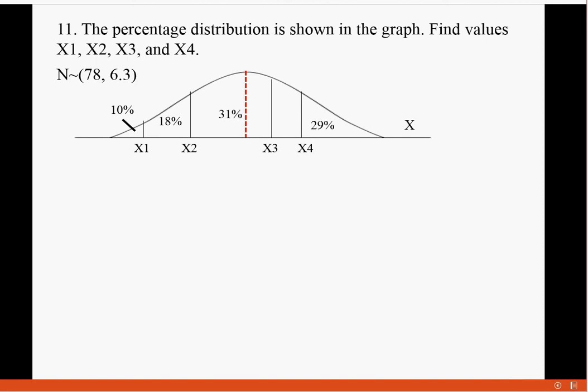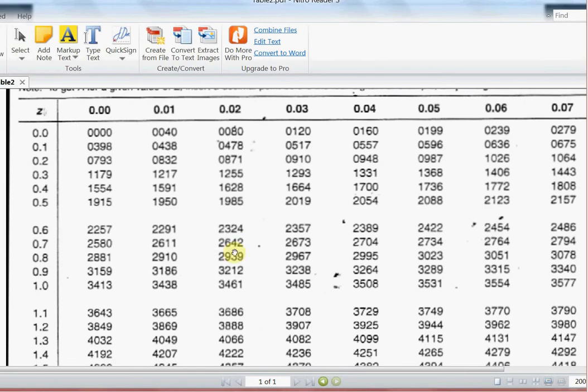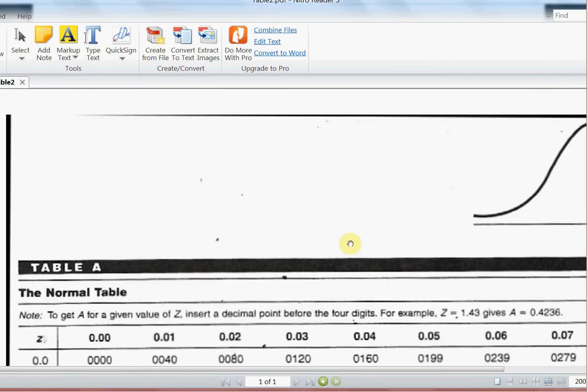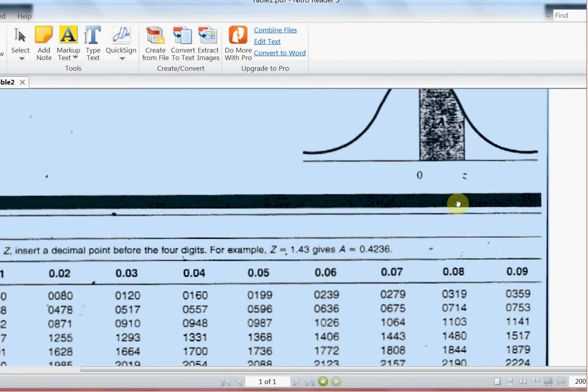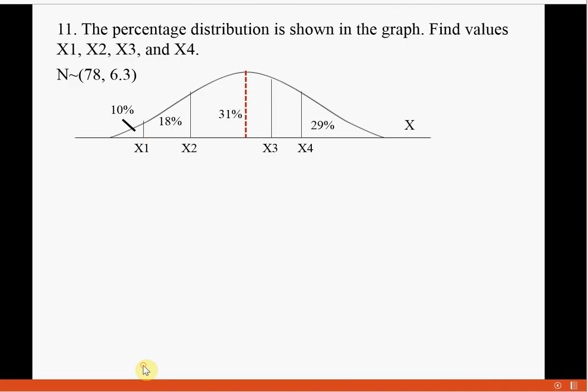The answer is no. As we said in the previous question, the normal table that we are using is made in such a way that it does not show the size of the corner. It shows the slice from the middle extending to a certain z-score. It does not show the size of the corner. Therefore, 10% is the corner. You cannot use the 10% to look up the normal table to find the z-score.